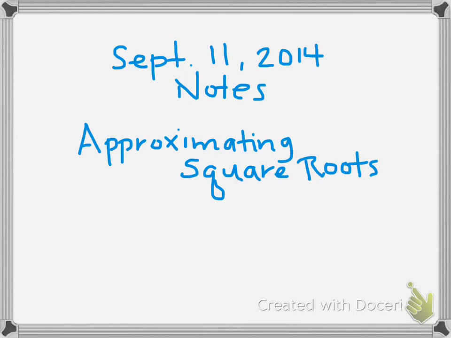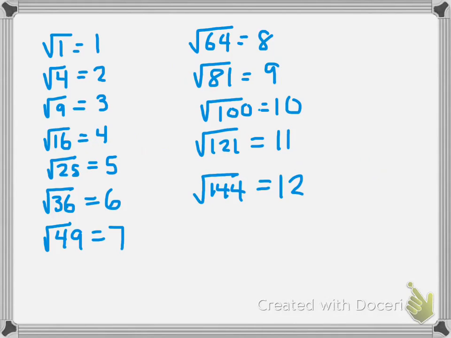Okay, September 11 notes, approximating square roots. These are the square roots that you should have memorized. The square root of 1 is 1, the square root of 4 is 2, the square root of 9 is 3, and so on until the square root of 144, which is 12.